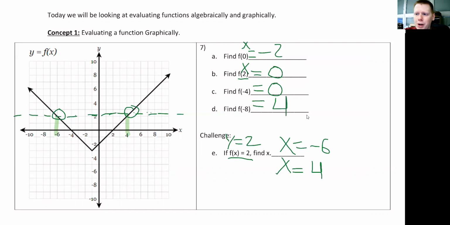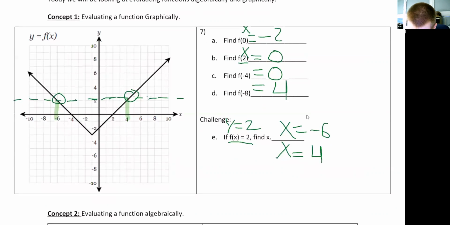Like there's multiple ways I can turn off this computer. I can hold the power button, I can click and shut it down. So this is how you evaluate a function graphically. You'll see some of these questions in Delta Math today.